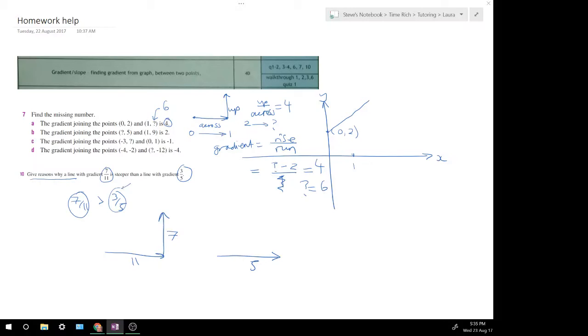It's always the y difference over the x difference, over 3. It's probably not an easy way to do it unless you actually work it out in decimals. So yes, it is true that 7/11 is bigger than 3/5.